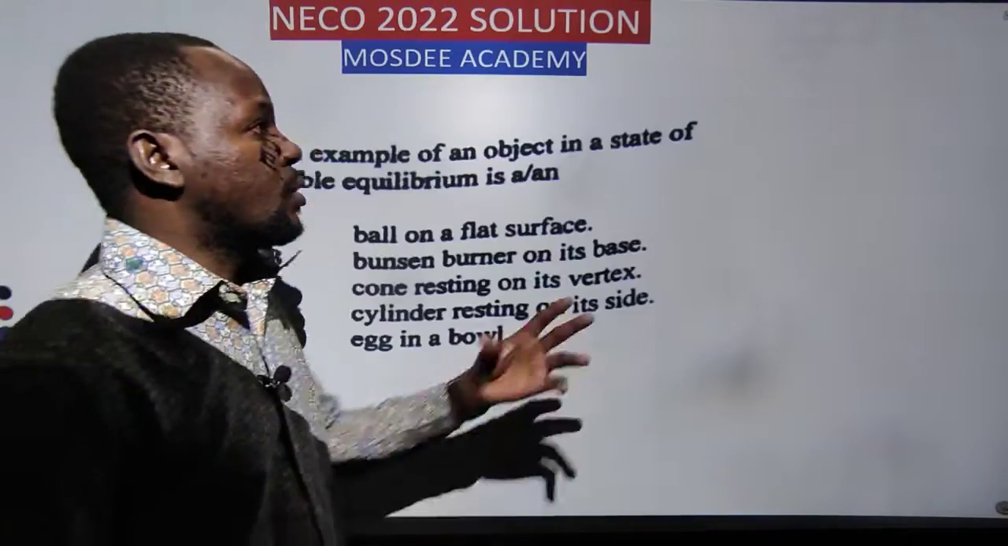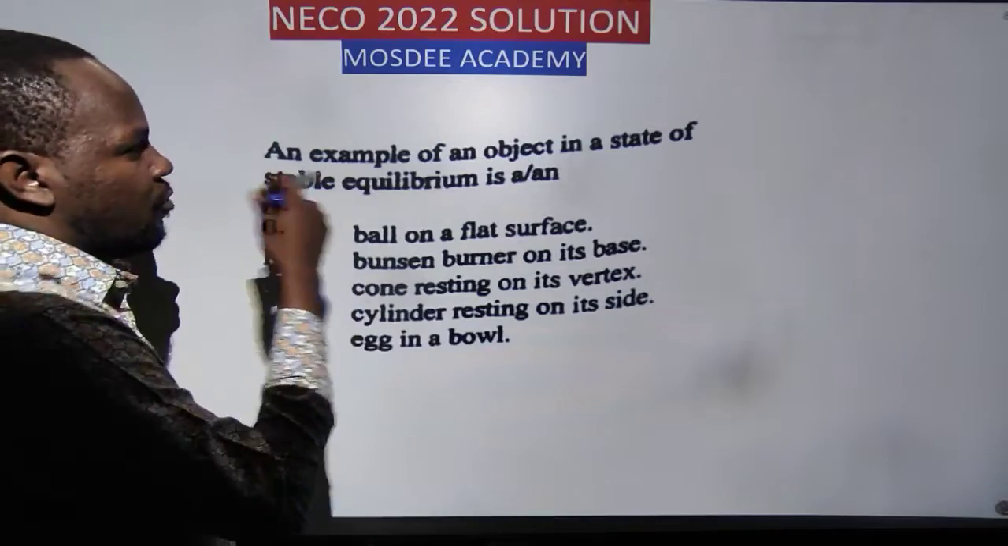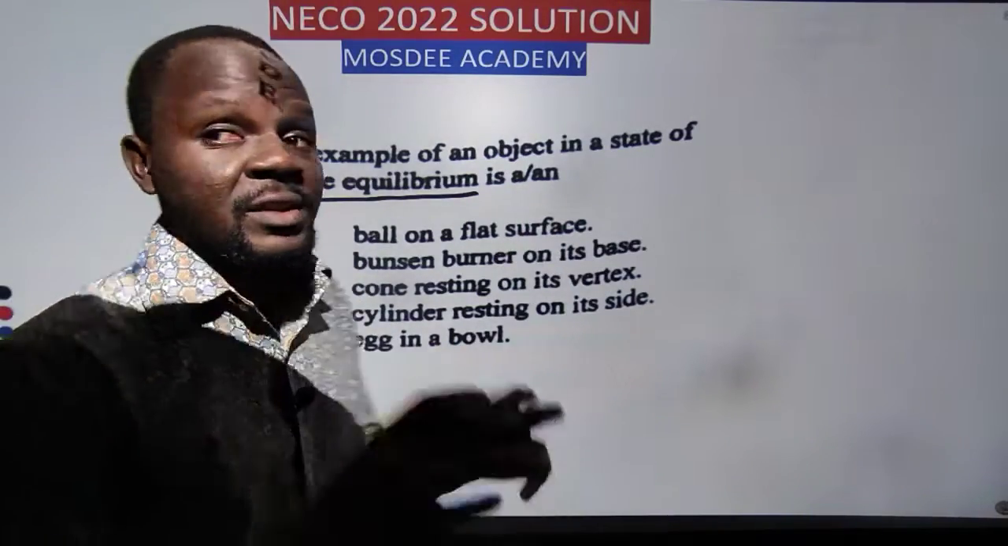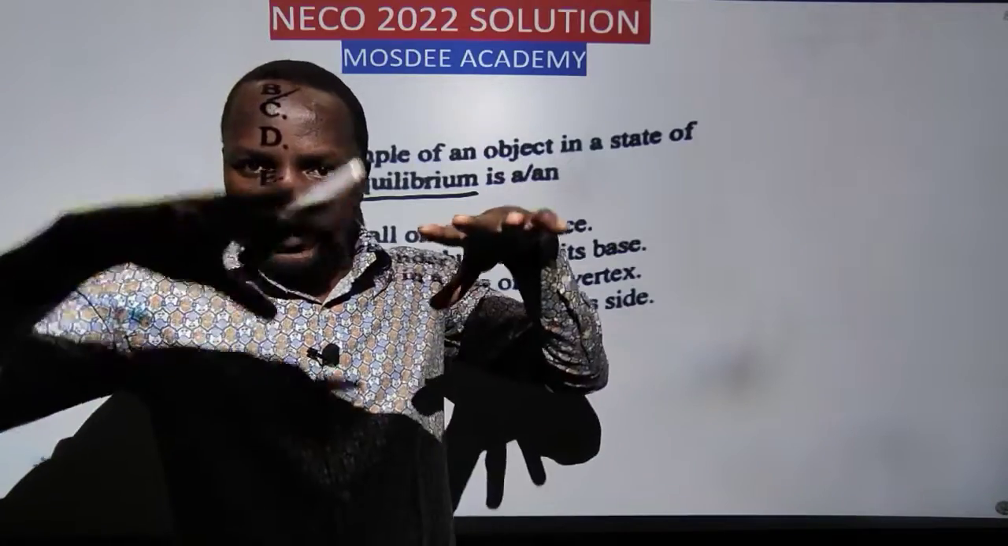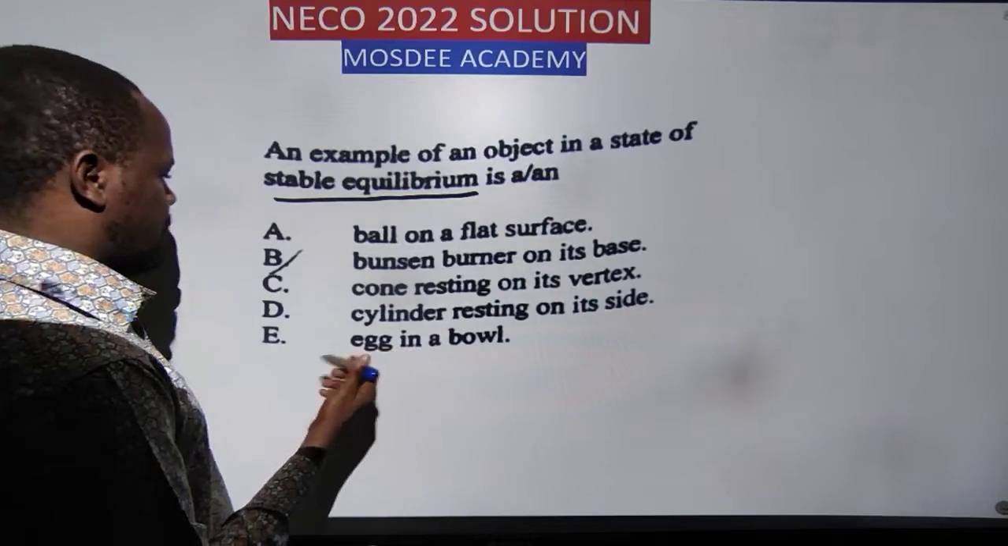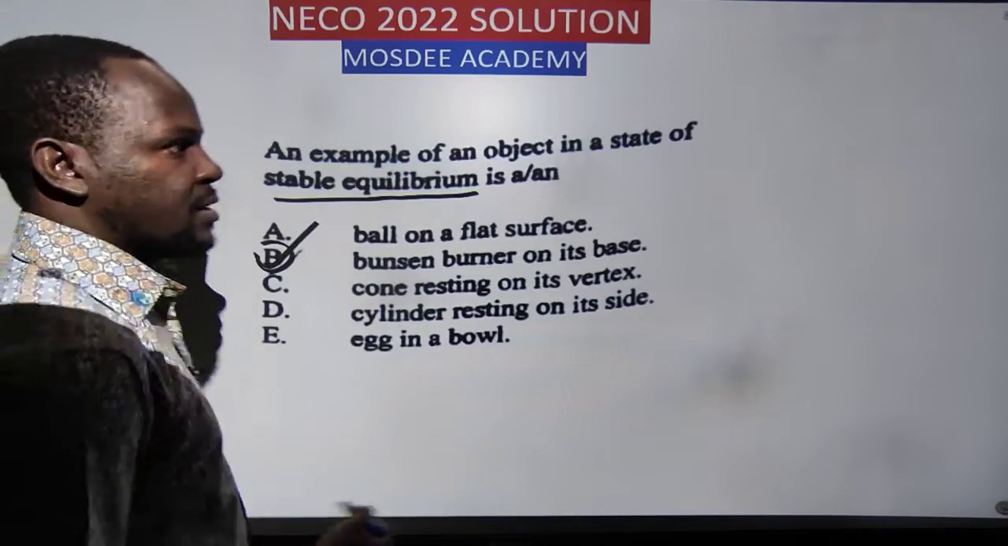The next question, question 8 of 60. An example of an object in a state of stable equilibrium. Stable equilibrium means an object that is resting on its base. So any object resting on its base is in stable equilibrium. So anything on its base here is what we're going to go for. Choice B is on its base. That's the right answer. Next question.